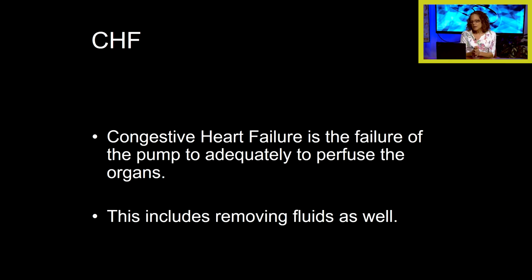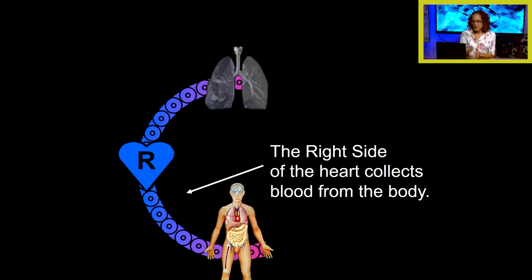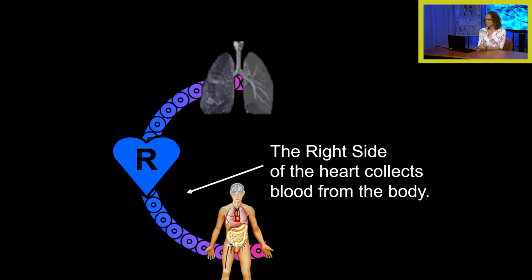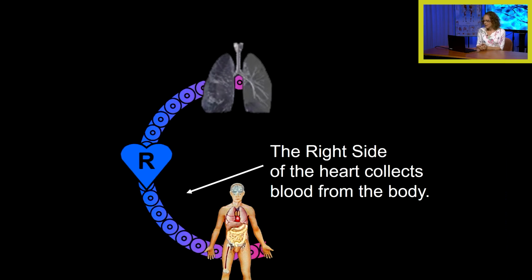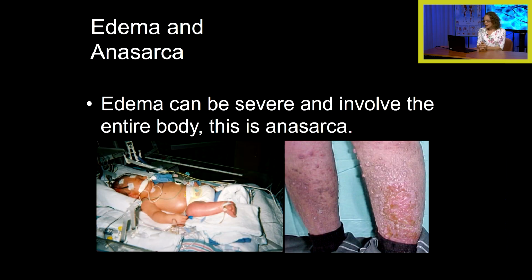So congestive heart failure is failure of the pump to adequately perfuse the organs, and now we've seen that this includes removing fluids as well. So the right side of the heart collects blood from the body, okay? So if we have a failure on the right side, we can have edema. And edema can be severe and involve the entire body, and this is called anasarca.